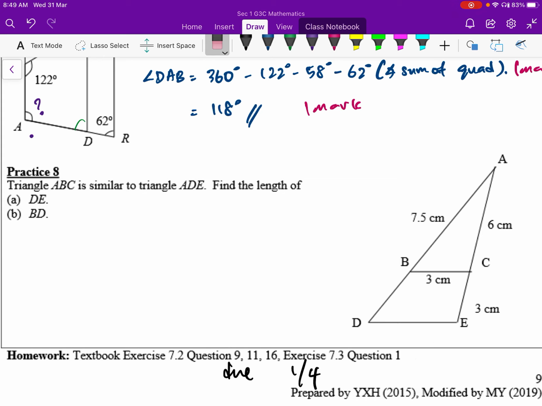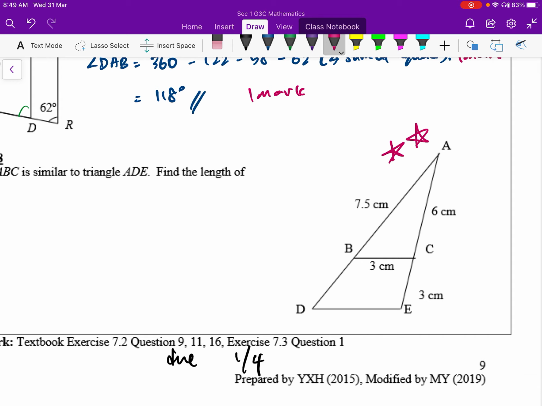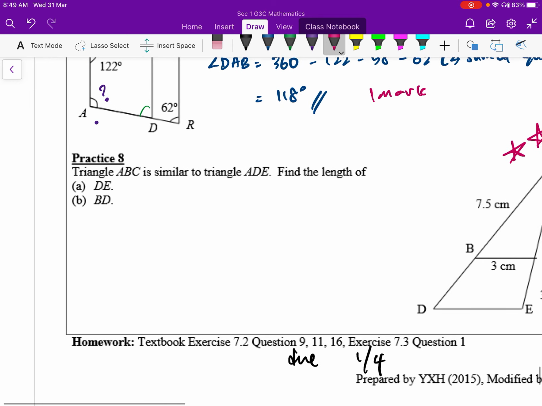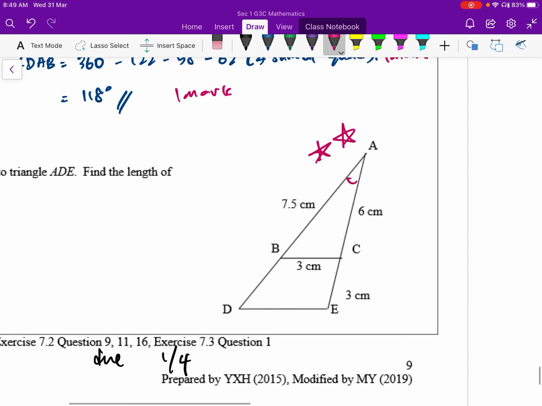ABC, similar to ADE. Okay, please put a star over here. They like to combine triangles like this. They love it. The people who are setting the test paper, they love to set these kinds of questions. We combine them together. Just like the previous one, there is a common angle over here.